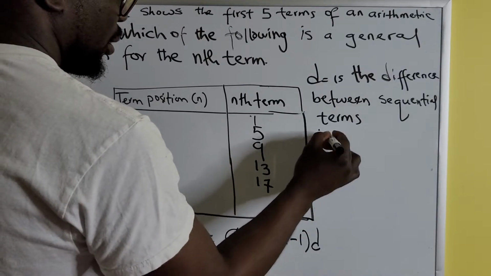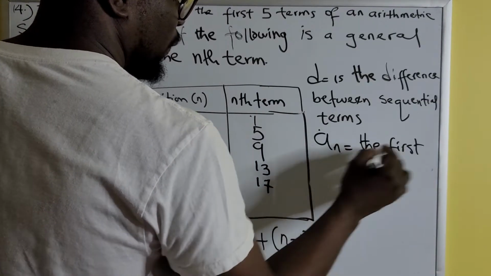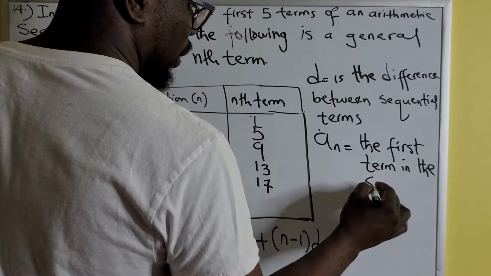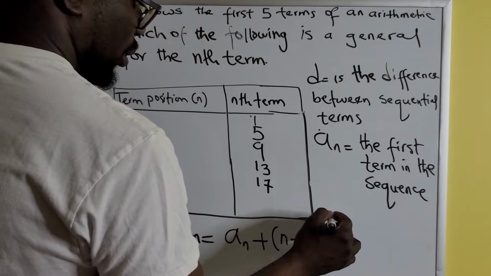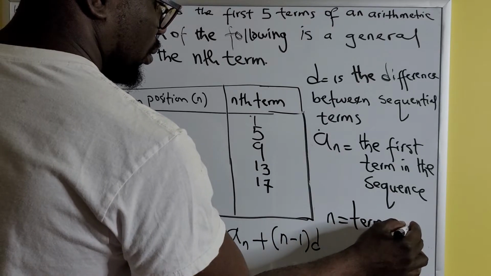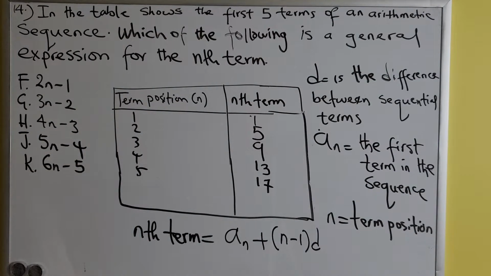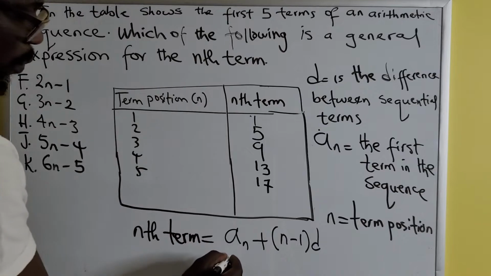And then a_n is the first term in the sequence, right? And n is the term position, which is what you have right here. So what is the general expression for the nth term, which is this nth term right here? So what is a_n? a_n is the first term in the sequence. In this question, the first term is 1. So you have 1 right here.